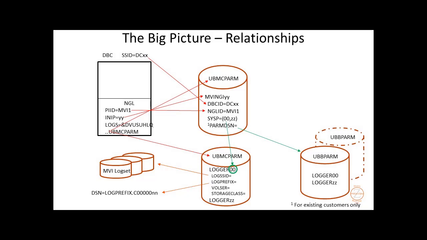If an existing customer wants to retain their Logger XX members in the UBB PARM rather than move them to the UBMC PARM, they will use the optional PARM DSN parameters in MVI NGI-XX to point to the UBB PARM library.